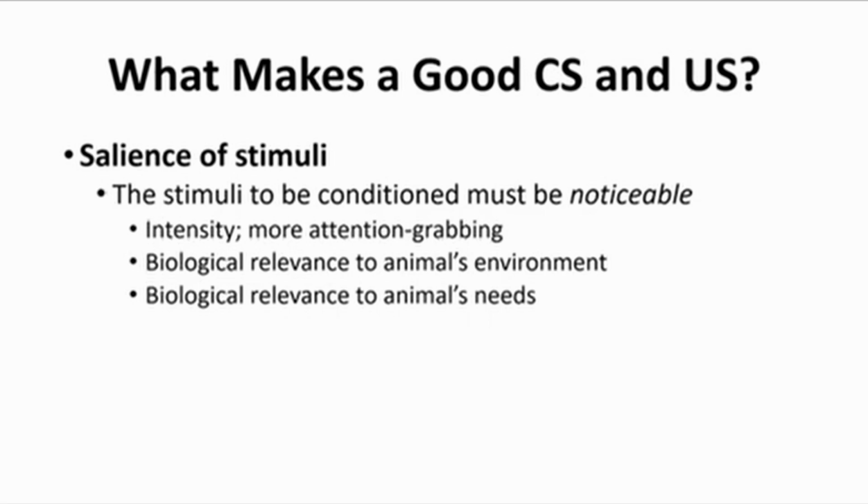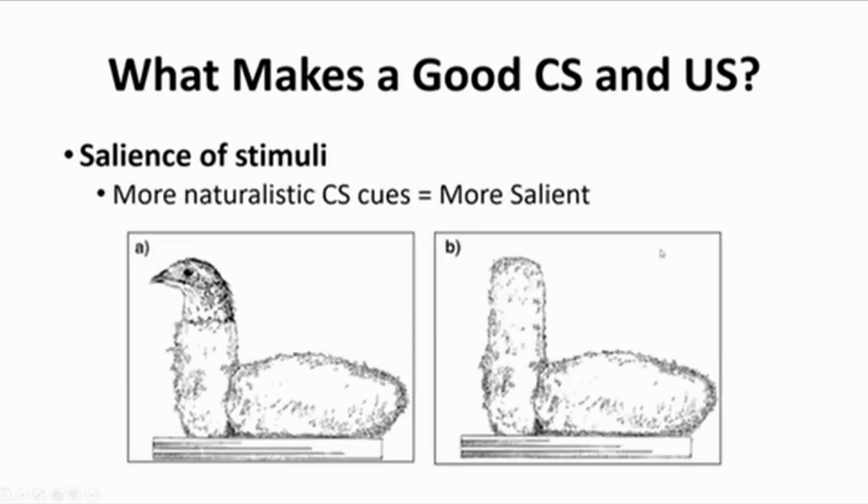This also applies to classical conditioning, where if you have, say, an organism that is salt deprived and our unconditioned stimulus is salt, then we might see faster learning because it's a more relevant and therefore more salient stimulus. So in all of these cases, the more intense, the more relevant, the more salient your stimulus, the faster we see our learning.